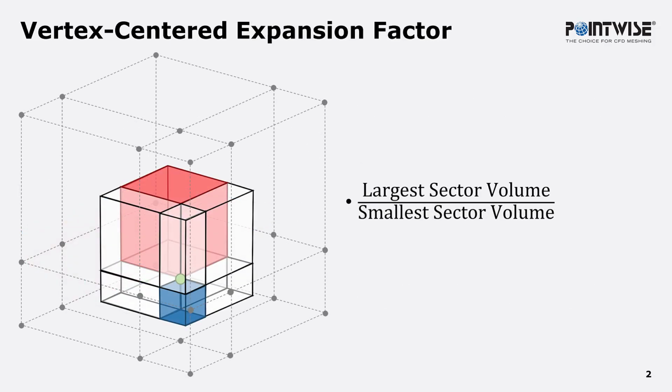Next, we have the vertex-centered expansion factor. This metric is simply the ratio of the largest and smallest volume sectors in a vertex's control volume.